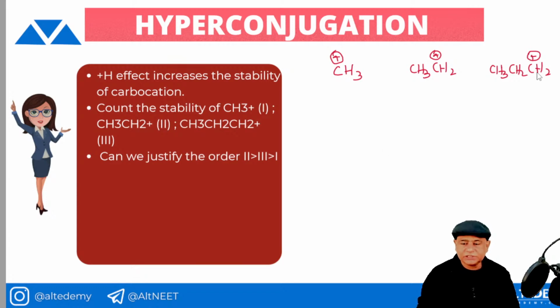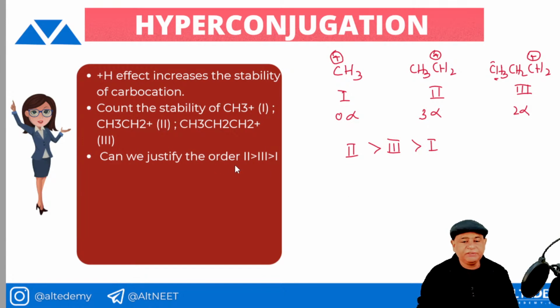Now from the point of view of this carbocation, let us try to count the number of alpha hydrogen present in any of the structures. We can see there is 0 alpha hydrogen. There are 3 alpha hydrogen. And here be careful, we have nothing to do with this carbon. There are just 2 alpha hydrogen. So the extent of hyperconjugation is maximum in the second. So as far as the stability of these carbocations is concerned, second will be more stable in comparison to third, in comparison to first. Can you understand and can you justify this? The more the alpha hydrogen, the more the stability.